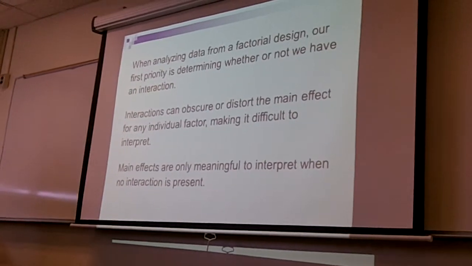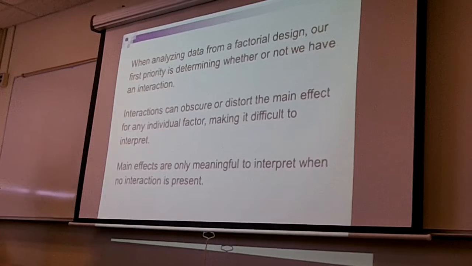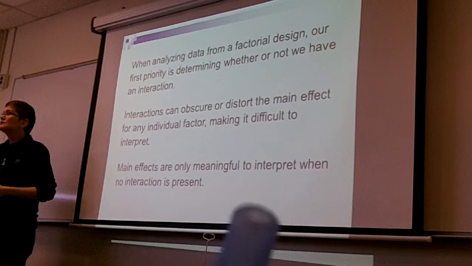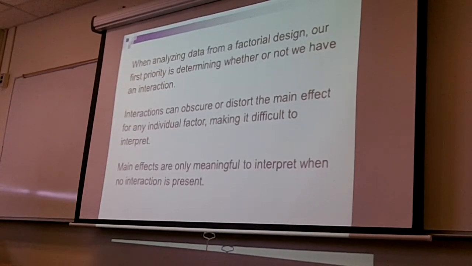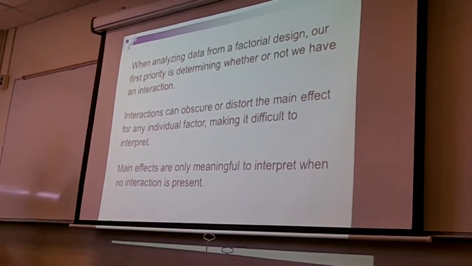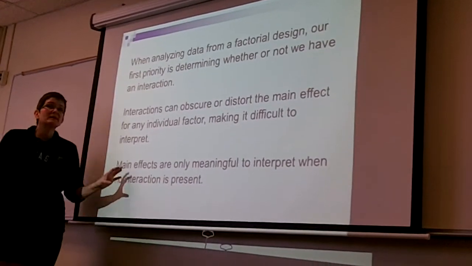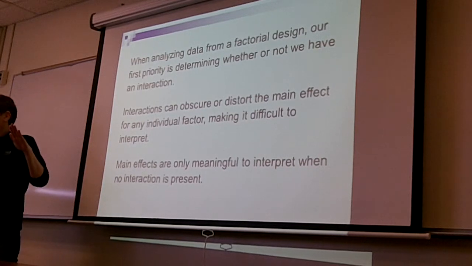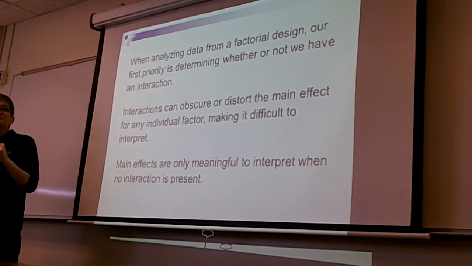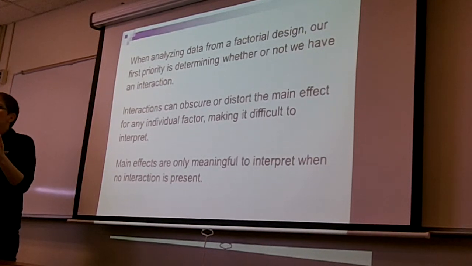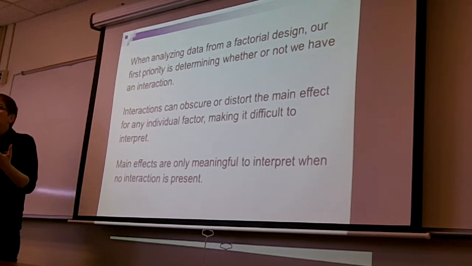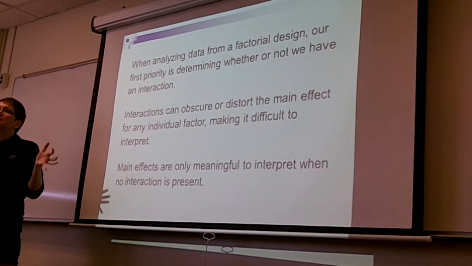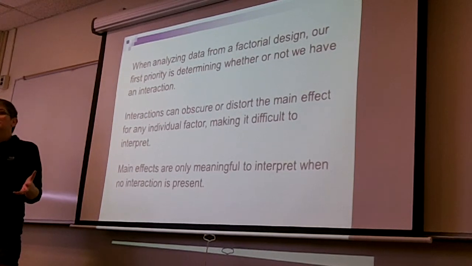So when analyzing data like this, our first priority is always determining whether or not we have an interaction. Interactions can obscure and distort main effects, making them hard to interpret. So it's really only meaningful to interpret main effects when there's no interaction. If you've got that interaction, you want to talk about the interaction, figure out what it means, because that's the really compelling finding. The other stuff could be meaningful, could not be meaningful, we don't know for sure, because of the potential for distortion.